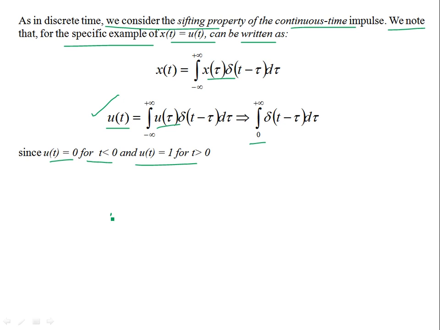If you recall, we have a very similar expression in the discrete time case in terms of unit impulses. u of n was expressed as a summation of delta of n minus k, where k has to vary from 0 to infinity.